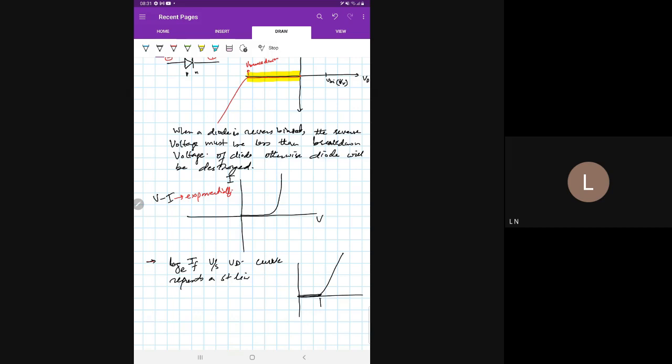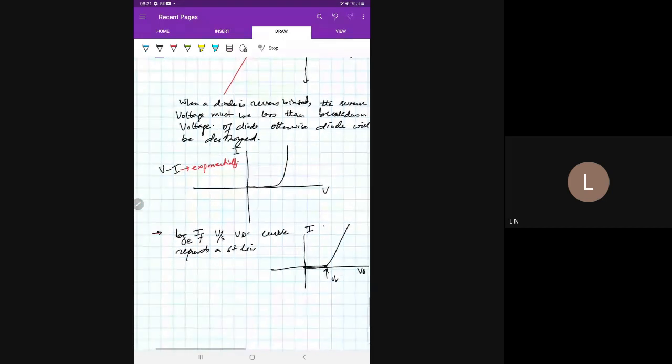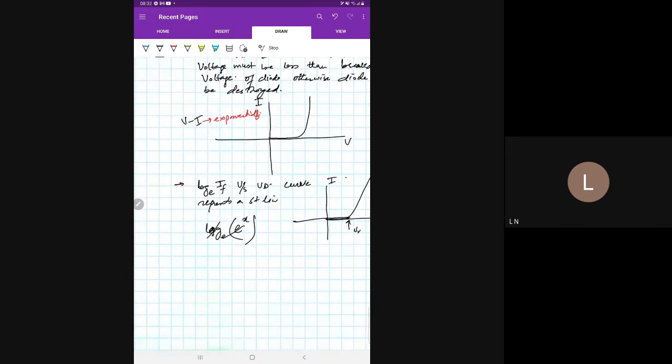So this will be V_on or V gamma. This will be V_D, and this will be I. It will represent a straight line, because you are basically taking the natural log of some exponential quantity. So this will be cancelled out. That is why it will be a straight line.